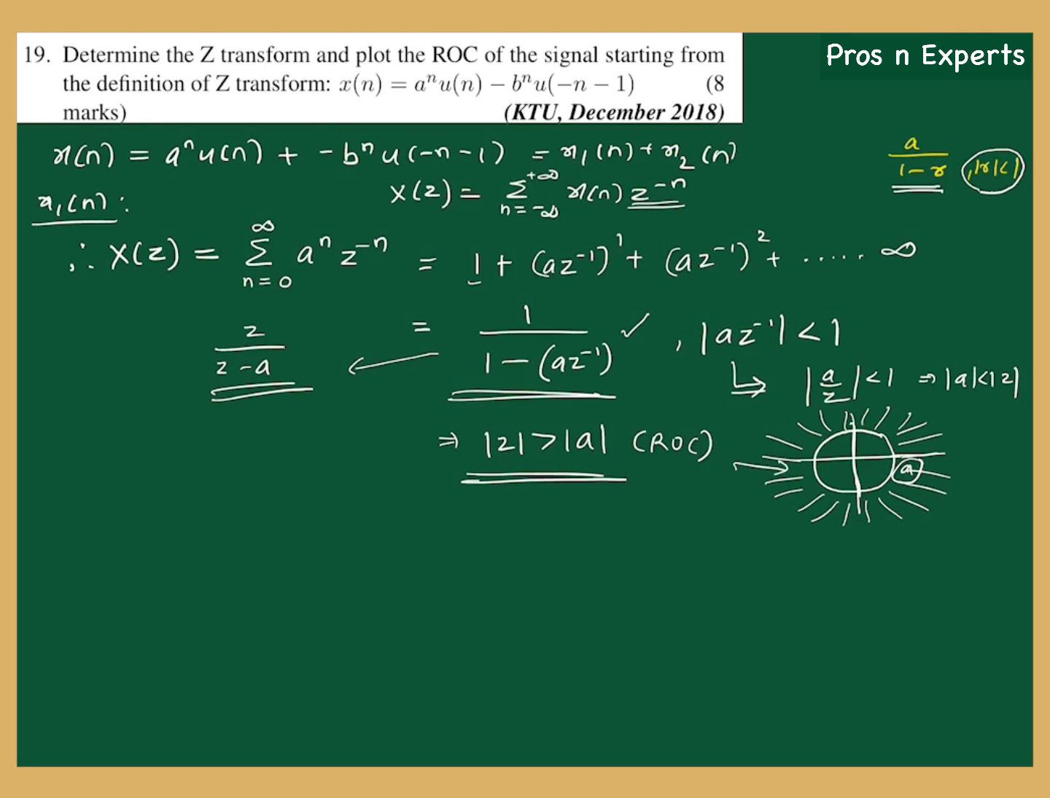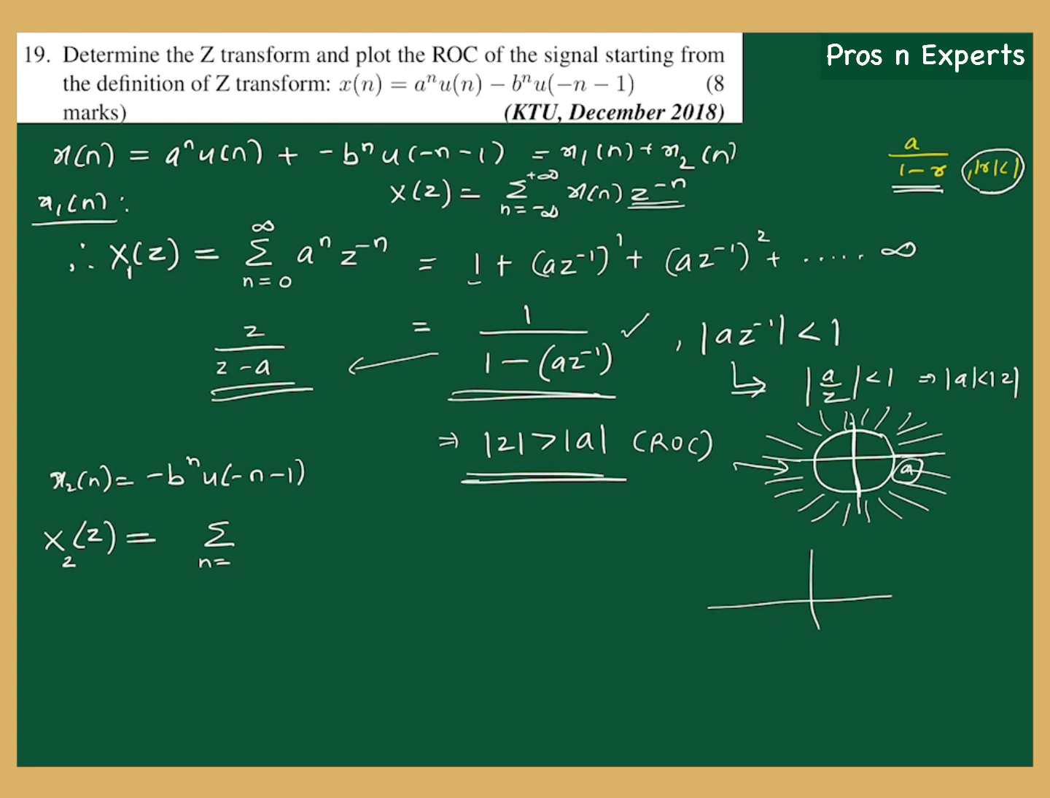Okay, so that was the first term. The second term is x2 of n, right? x2 of n is equal to minus b raised to n u of minus n minus 1. Okay, let us attempt to find the z transform of this signal. So I can call this x1 of z and this x2 of z. x2 of z is equal to sigma n equal to, what should be the summation here? From minus infinity to plus infinity? No need, because minus b raised to n is a two-sided signal.